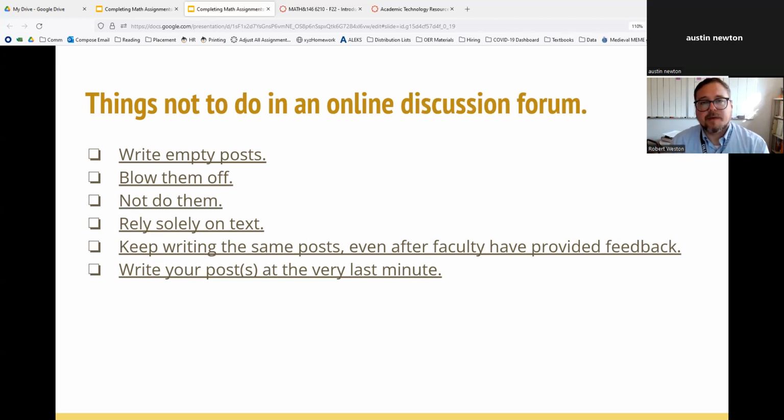Writing your post at the very last minute hurts everyone, especially if your discussion forum has a one post and two reply structure. It's really going to hurt everyone if you're waiting until the last minute to get it done. Getting them done early gets your mind on other things you might want to focus on more.